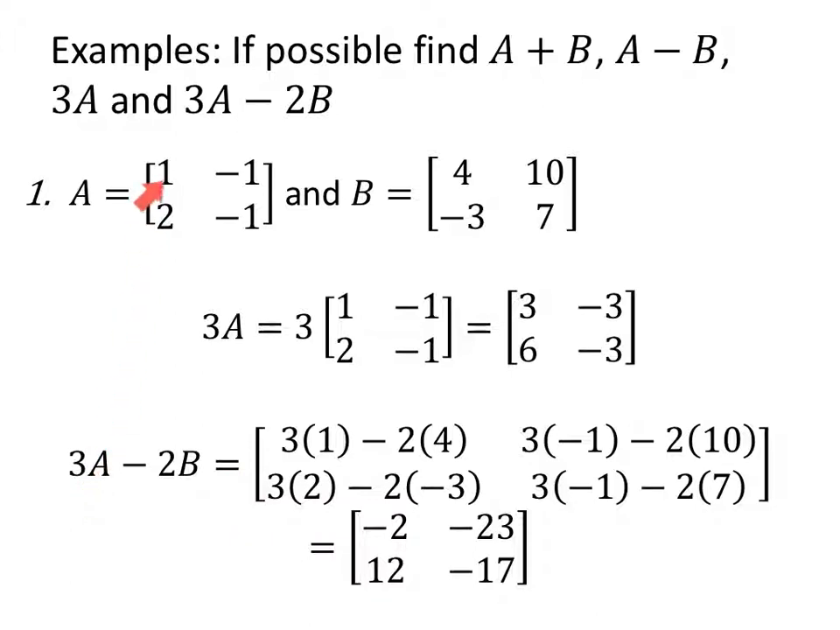So in row 1, column 1, that's where my answer is going to be. I take my matrix A, entry 1, multiply it by 3, and then I subtract 2 times the row 1, column 1 entry in B. So 3 times 1 minus 2 times 4. 3 times negative 1 minus 2 times 10. 3 times 2 minus 2 times negative 3. And 3 times negative 1 minus 2 times 7. And in this way, you don't have to write out the 3 times A, and then write out 2 times B, and then find the subtraction. You can just use the formula for each entry.